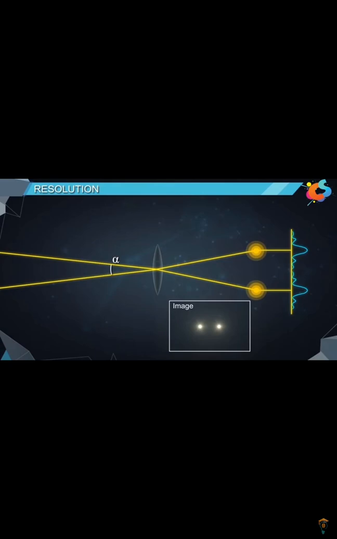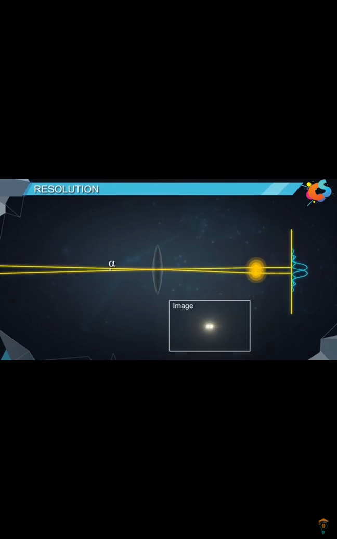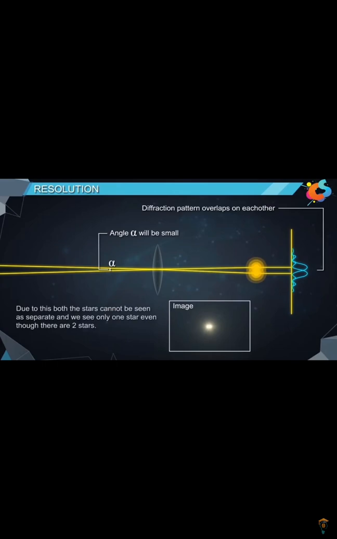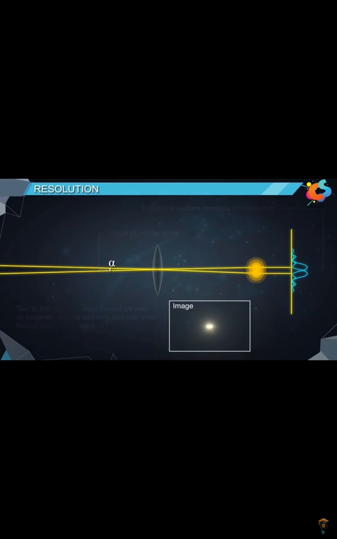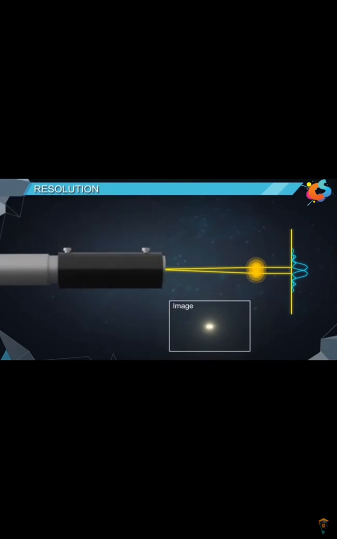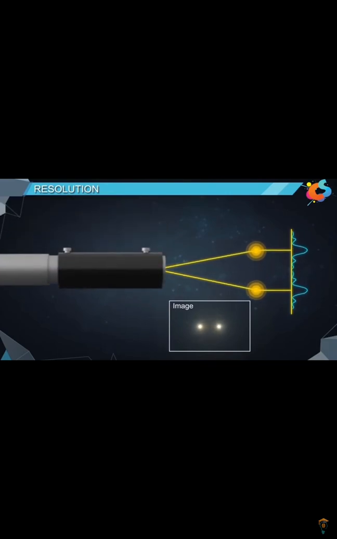But if the two stars are very close to each other, the angle alpha will also be very small. The diffraction patterns of both the stars will be so close that they overlap each other. Due to this, both the stars cannot be seen as separate and we see only one star even though there are two stars. Now, if we replace this telescope with a more powerful one, the images would appear separate.